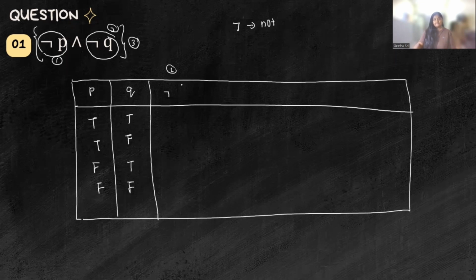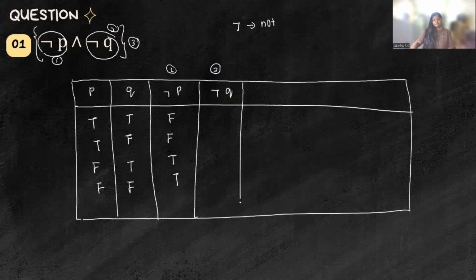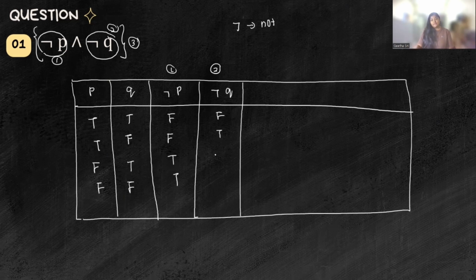So not P. What does not P mean? Whatever in this P group, if it's true, it's going to be the opposite of true. Whatever is false is going to be the opposite of false. So here, if this is true, this is going to be false, and these two become true. So it's the opposite of P. Same goes for the second part, not Q. It's going to be the opposite of Q. So here, true, we have to apply false. So true becomes false, and then false becomes true. So this is the answer.